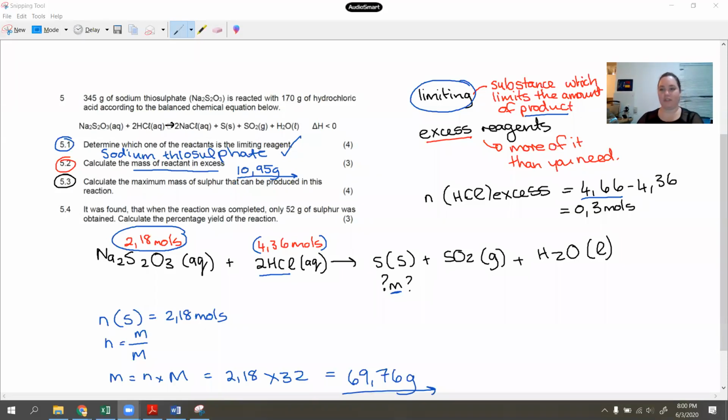Okay, so what I got here was 69.76 grams, because what I did was I worked on the mole ratio, which said 1 mole of sodium thiosulfate gives us 1 mole of sulfur. Therefore, both of them are going to be 2.18 moles. The molar mass of sulfur is 32 grams per mole, and I multiplied the values to give me 69.76 grams.